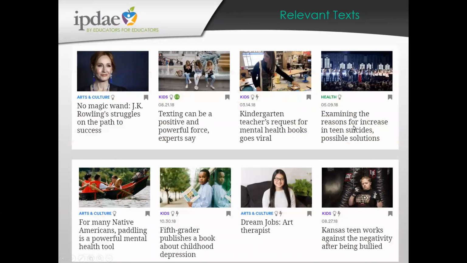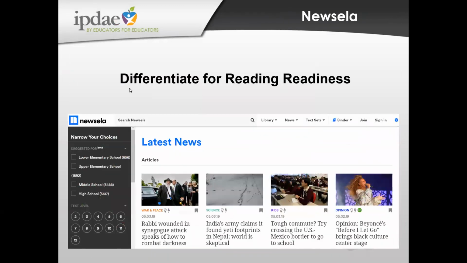So I'll go back to our conversation about differentiating for reading readiness. As I said, this program does it automatically for you, so you don't have to think through offering different texts. As you see on the left-hand side of the screen, you can take that same article and break it down into different Lexile levels. And you see the high interest here.